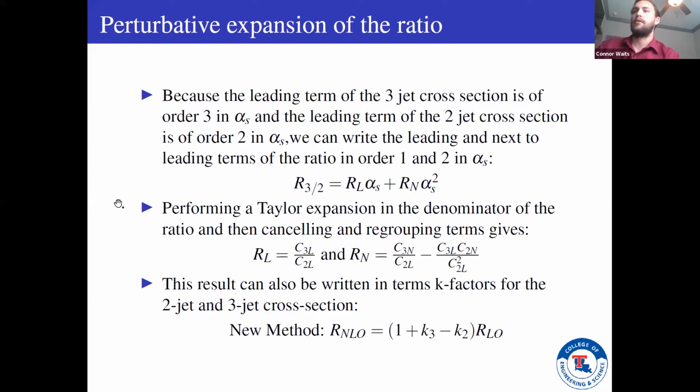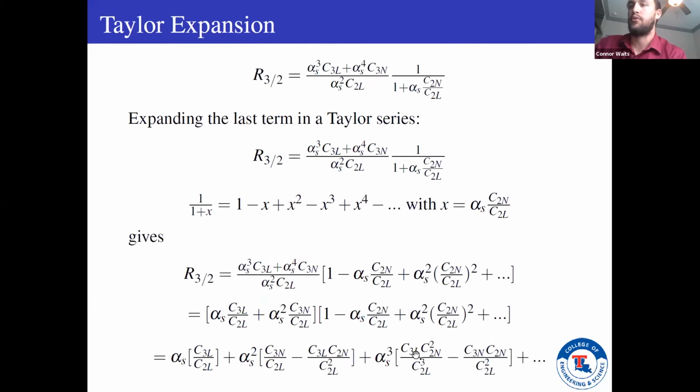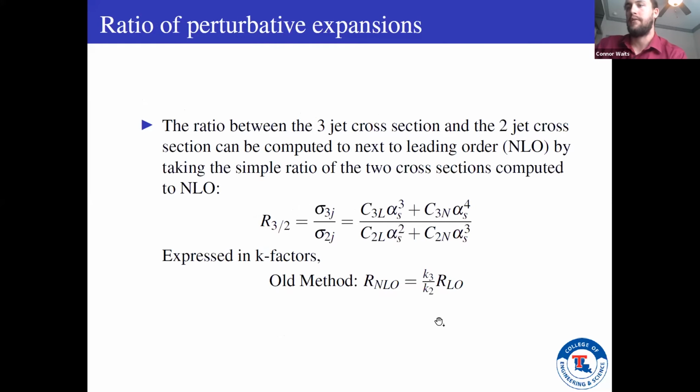And we can do this because the leading term of the 3-jet cross section is of order 3 in alpha sub s, and the leading term of the 2-jet cross section is of order 2. So when we divide them, the 2 leading terms are of orders 1 and 2 in alpha sub s. And now this new method can be written in K factors like this. And so we can look at the difference between the 2 methods in terms of K factors.